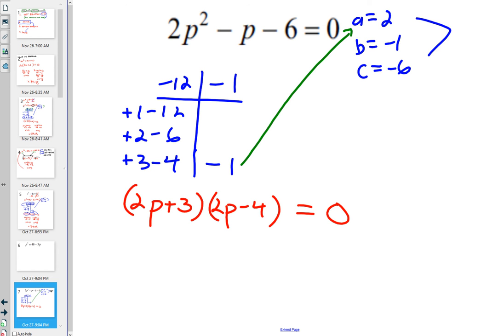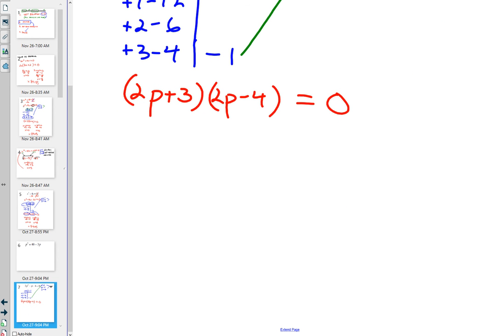But wait, there's more. You can't leave it like that. Okay? You have to go to each factor and see if they can be factored anymore, if there's a common factor. Can 2p and 3 be divided by the same number? No, so you drop it down.